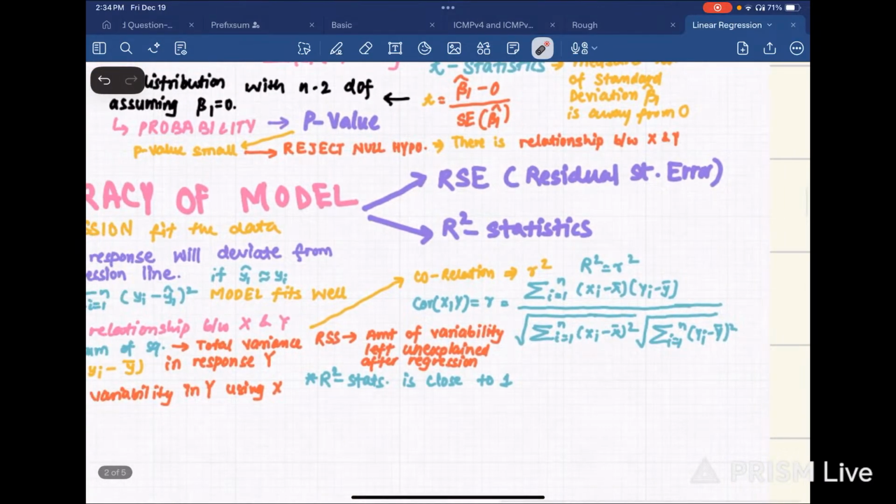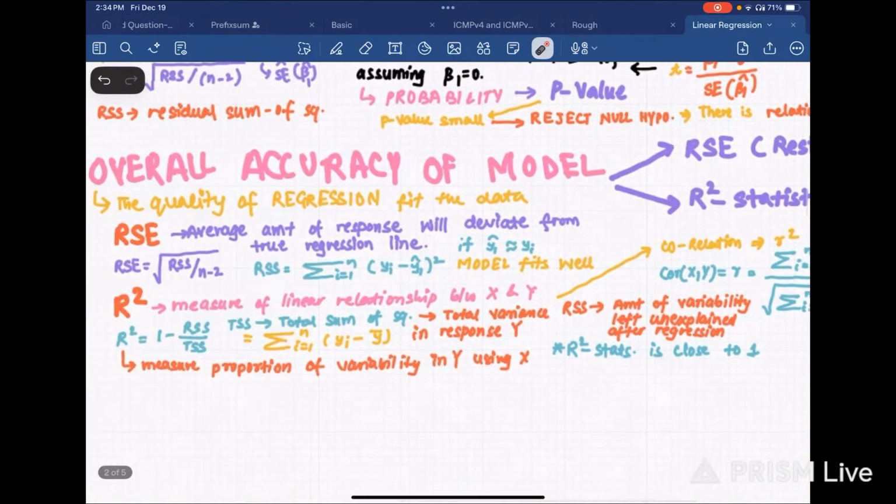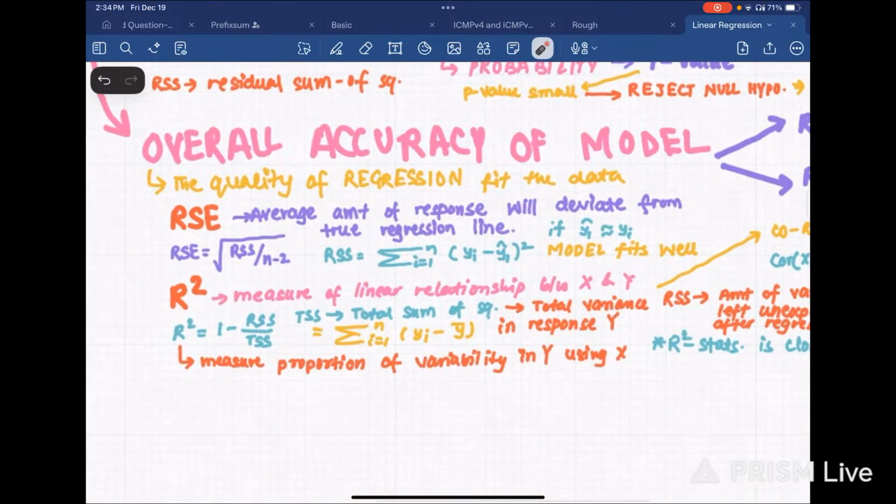After that, RSE is basically the residual standard error. It is the average amount by which the response will deviate from the true regression line. So we know some response, and we want to know how much this response will deviate from the true regression line, and that is known as RSE.